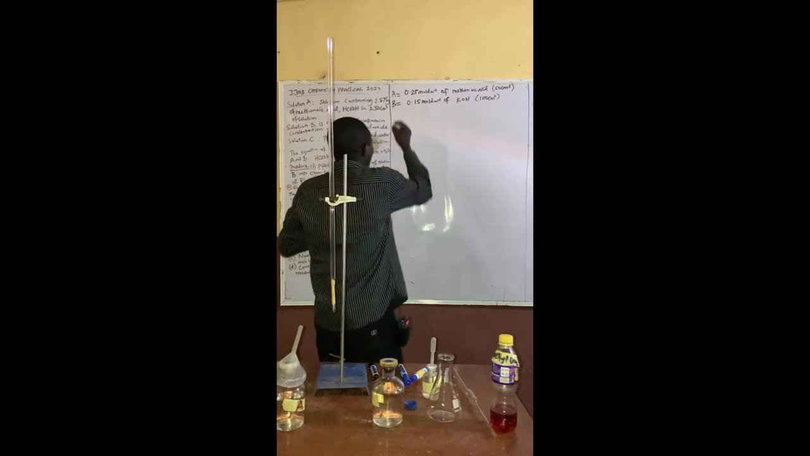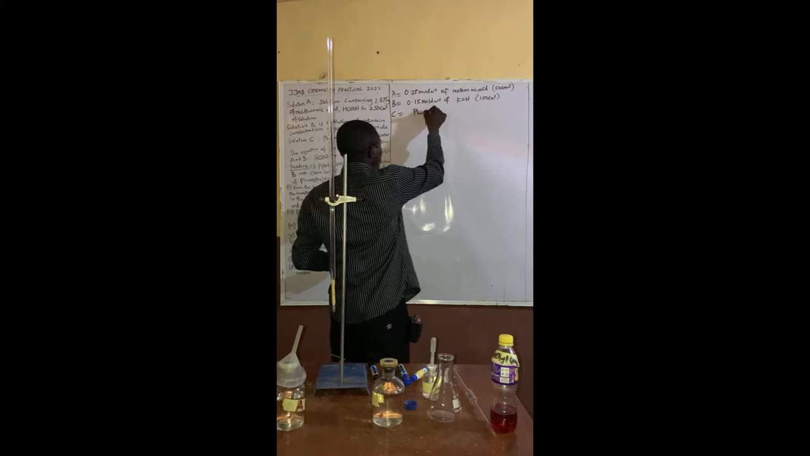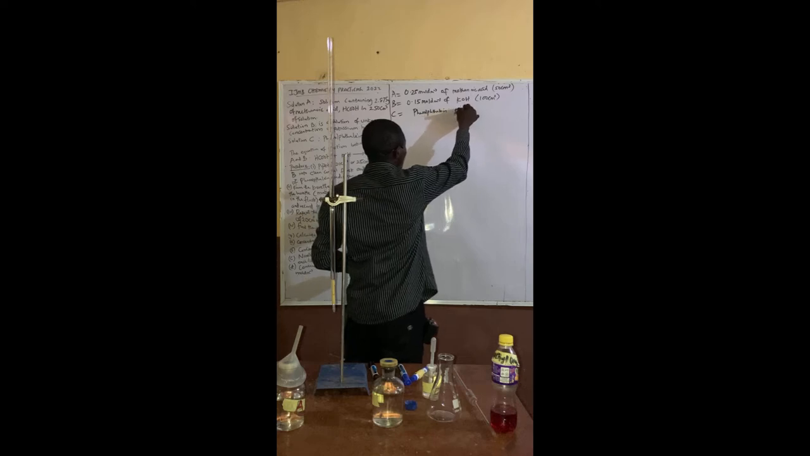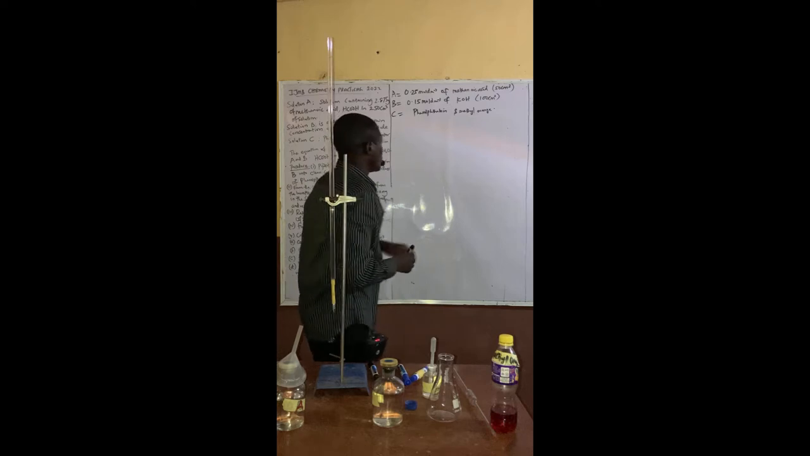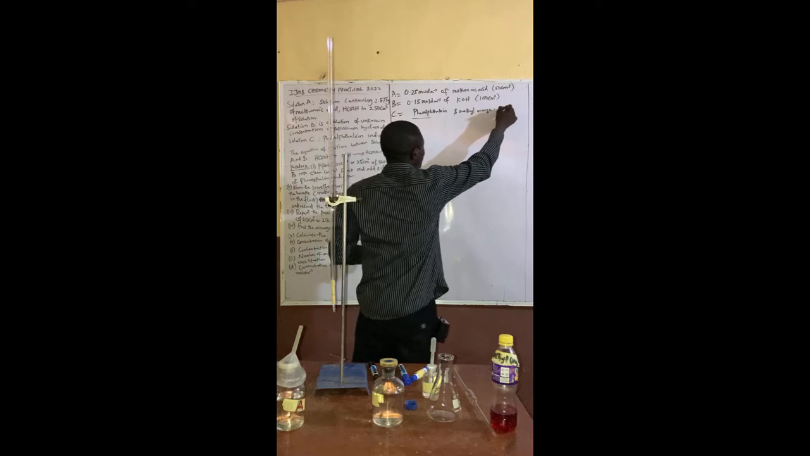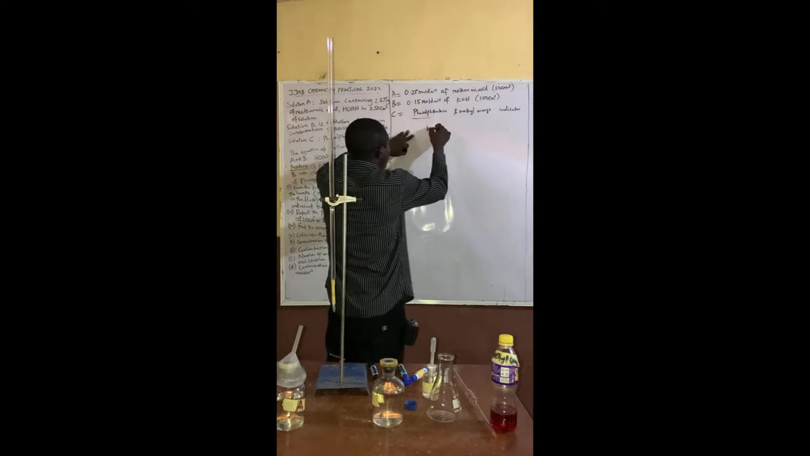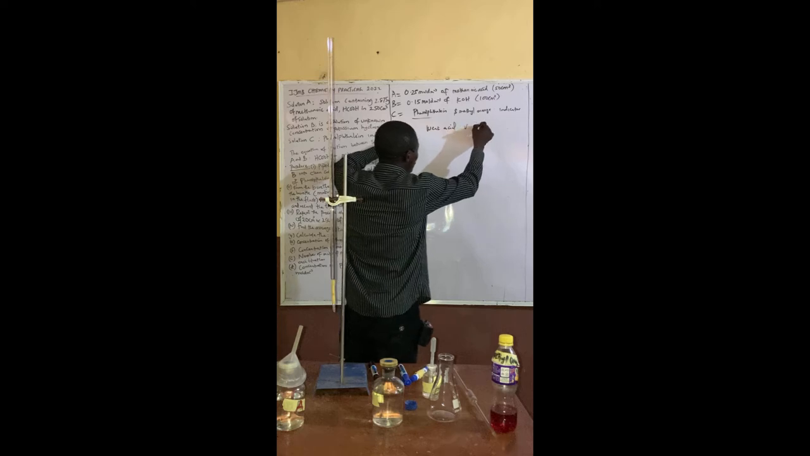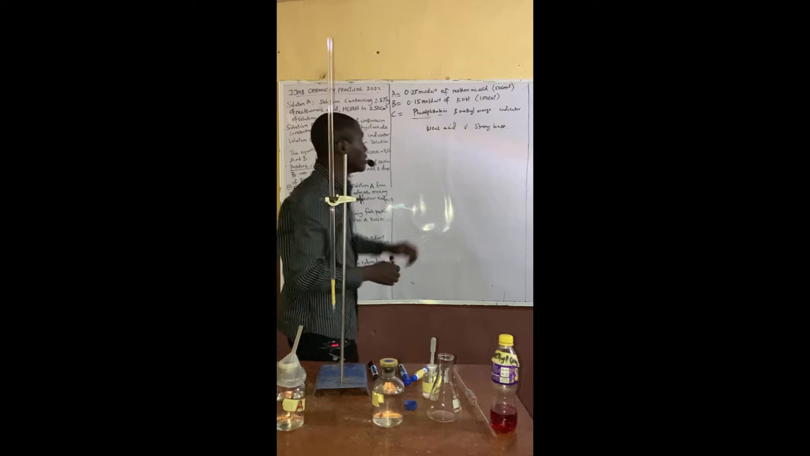Another thing to know is that this is a reaction. I am also given phenolphthalein and methyl orange indicator, but the most probable indicator I'm going to use here is phenolphthalein. Why? Because phenolphthalein is the best indicator for a weak acid against a strong base. So phenolphthalein is a favorable indicator here.